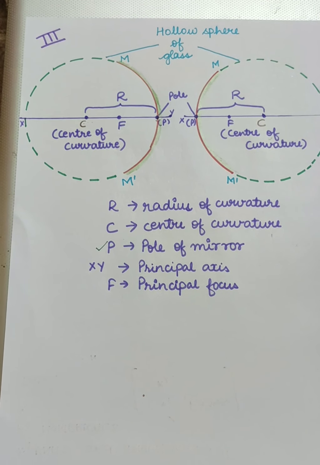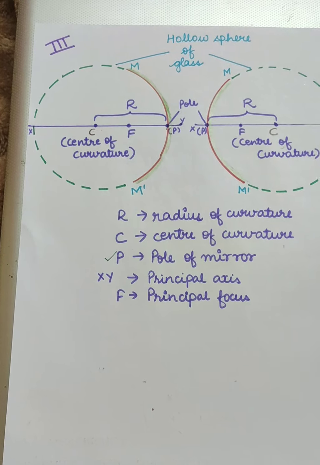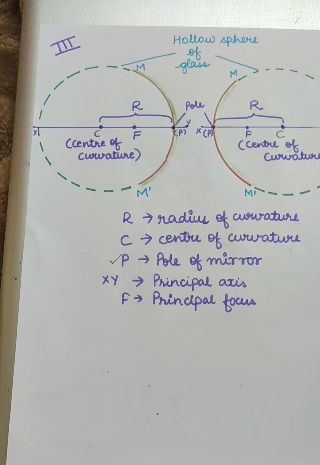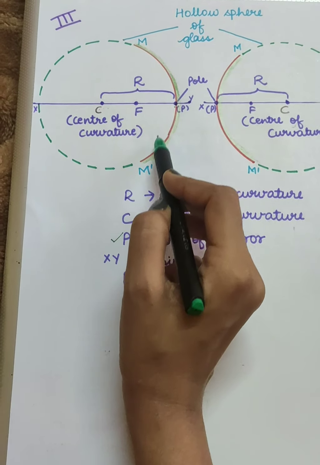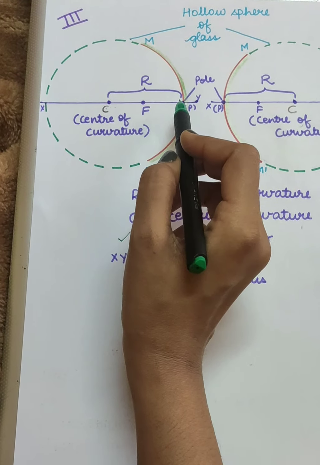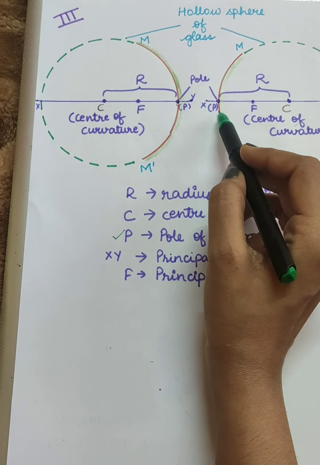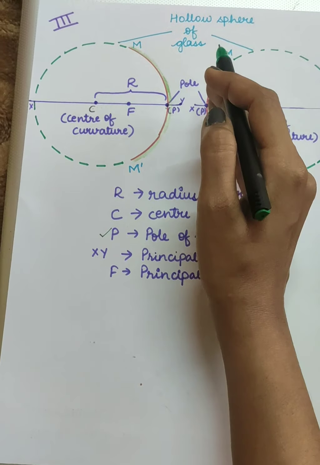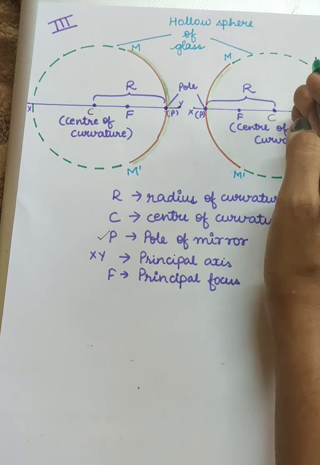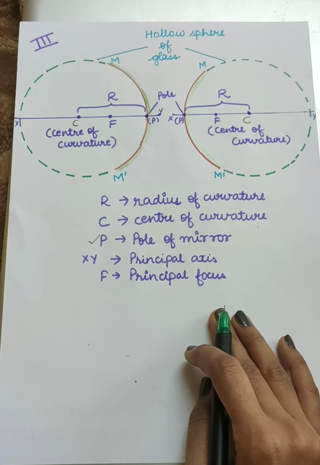Now, the center of curvature of a spherical mirror is represented by point C. For a concave mirror, the reflecting part of the mirror is this, so the center of curvature of the mirror lies in front of the mirror. However, for a convex mirror, we have a reflecting surface here, but the center of curvature lies behind the reflecting surface. So this is a point of difference between the two.